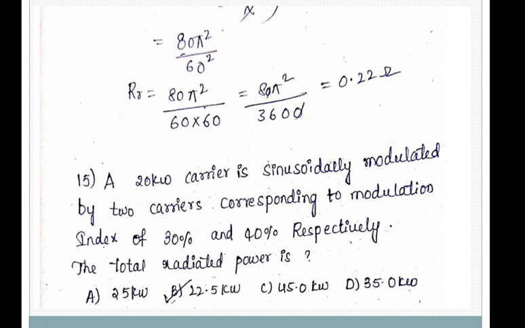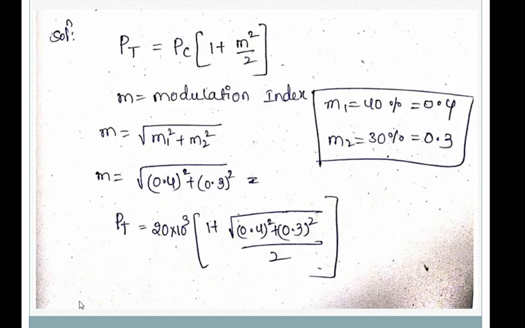So the next question is from communication. A 20 kilowatt carrier is sinusoidally modulated by two carriers corresponding to modulation indices of 30% and 40% respectively. The total radiated power is. So here they are giving the carrier power and the modulation index values, and they are asking about the total power. The total power formula is PT equals PC (1 plus m square by 2), where PC indicates the carrier power, m indicates the modulation index and PT indicates the total power.